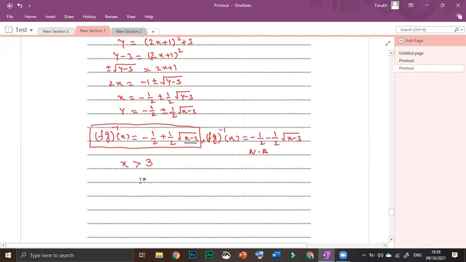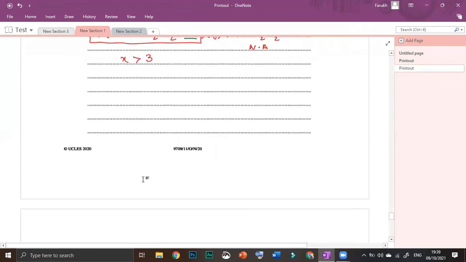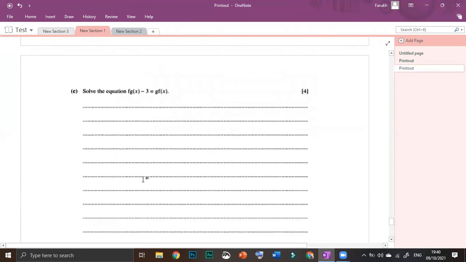Now we will move to the next part. Solve the equation fg of x minus 3 is equal to gf of x. We have the expression for fg, which is 2x plus 1 whole square plus 3 minus 3 is equal to gf of x.